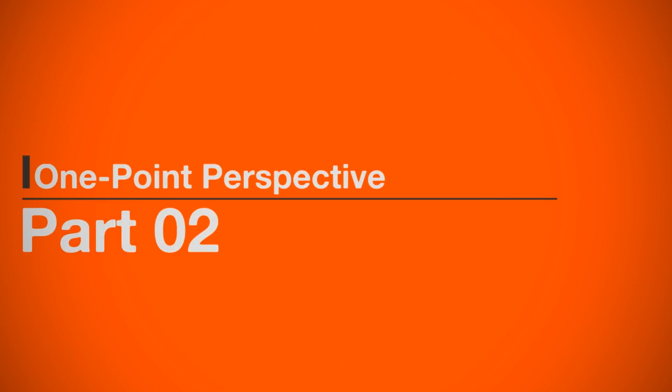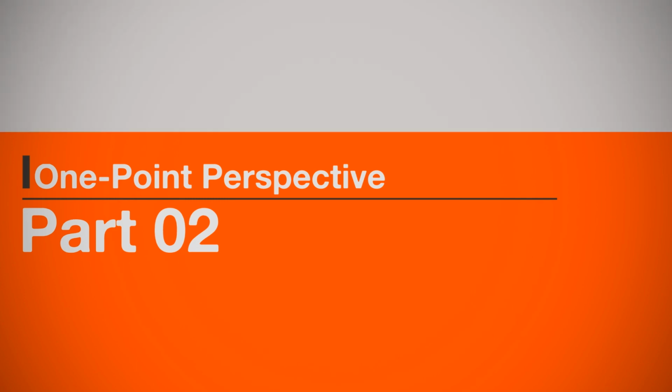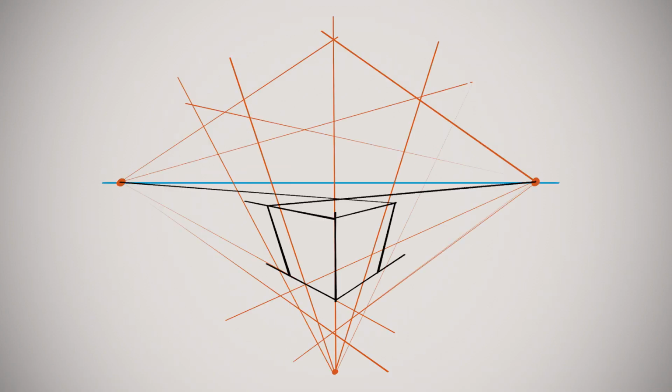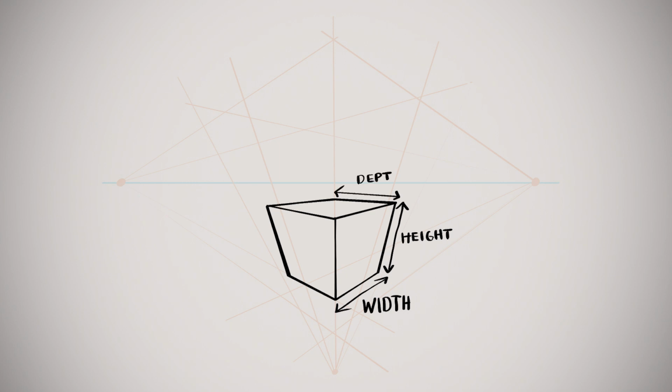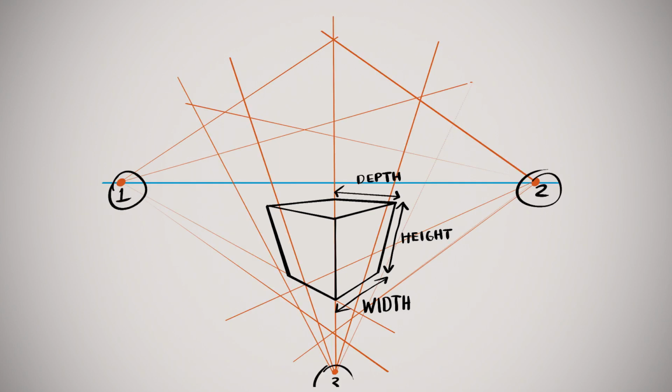There are three major types of perspective that relate to the number of primary vanishing points in your scene. This video is all about the first type, one-point perspective. Just as there are three dimensions in space, the vertical, the horizontal, and depth, there can be three vanishing points to create orthogonals for each visible side of the object.